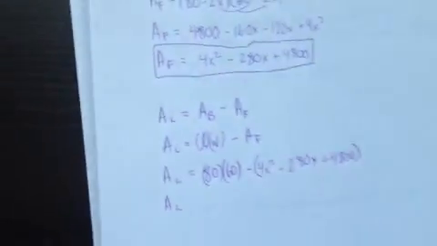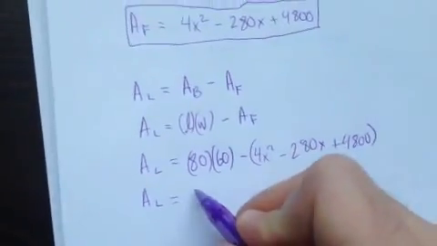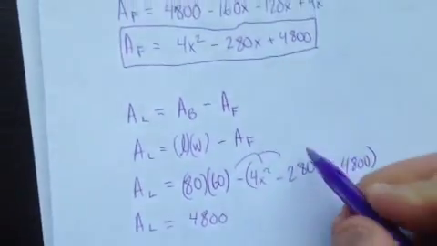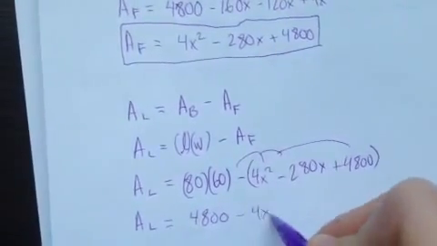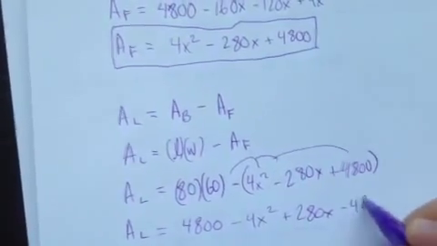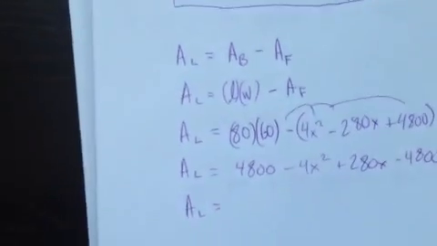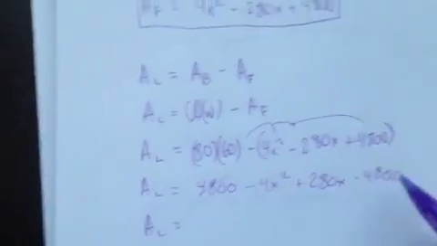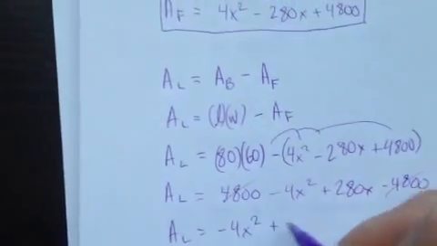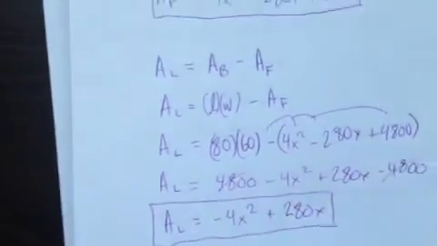So the area there of the lawn is just going to be equal to 80 times 60, which is 4800. And then this subtraction sign applies to everything in here. So minus 4x squared plus 280x and minus 4800. Continuing this, area of the lawn is just equal to, well, the 4800 minus the 4800 is gone, so I'm just left with negative 4x squared plus 280x. So this is the area of the lawn.